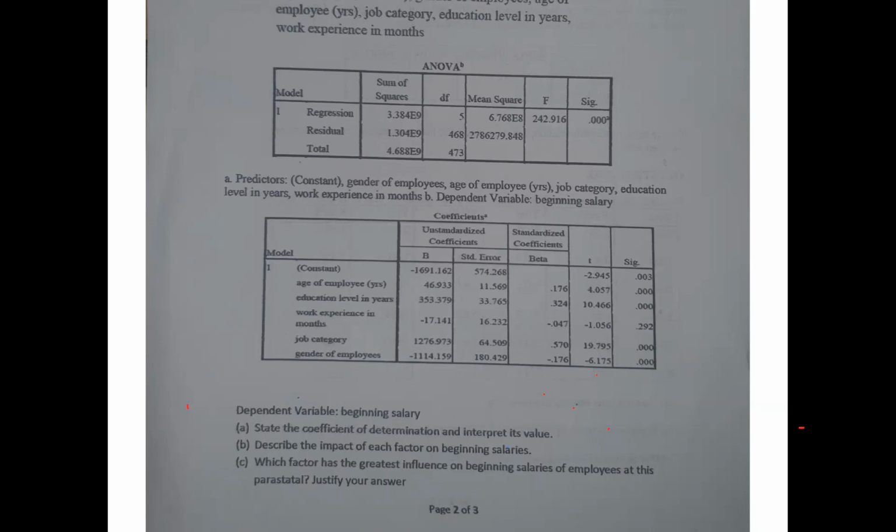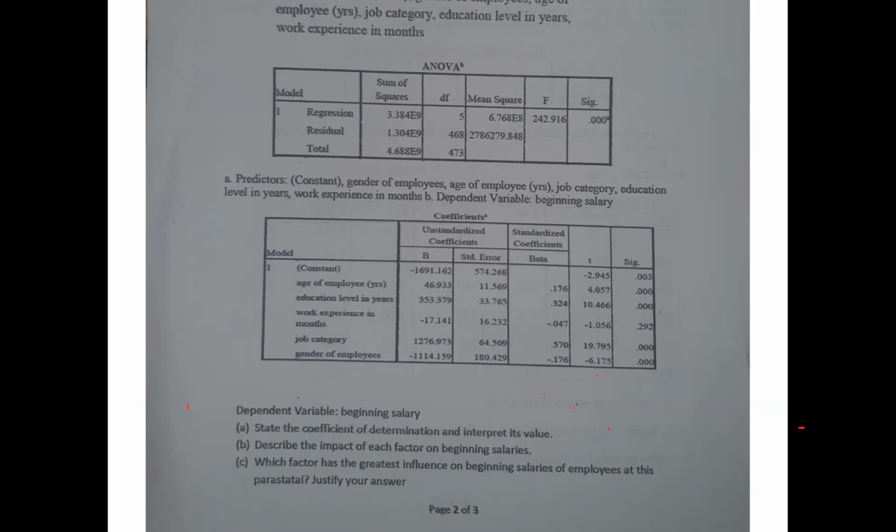So on that one, I would say one unit increase in job category would lead to an increase in the beginning salary by 1,276.98. Okay. Just that simple, you know. Yeah, you already know this.